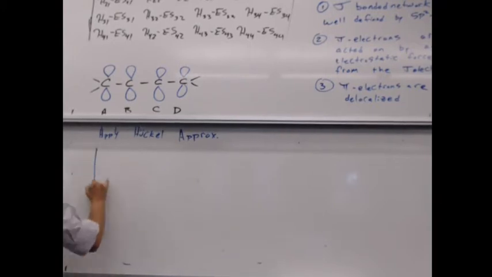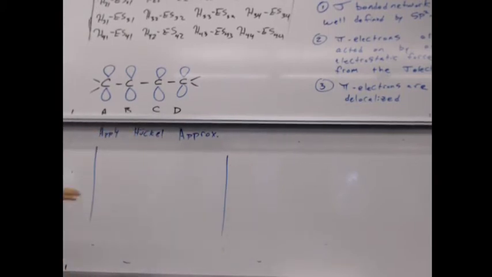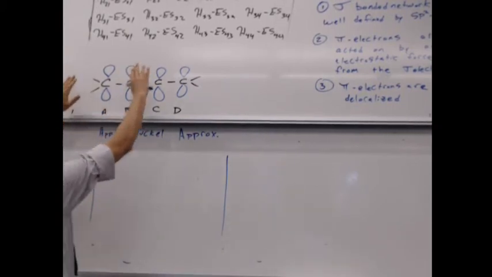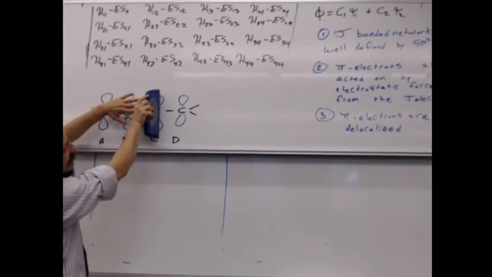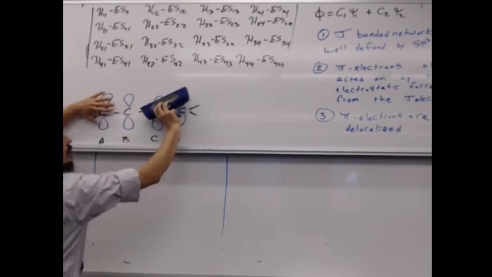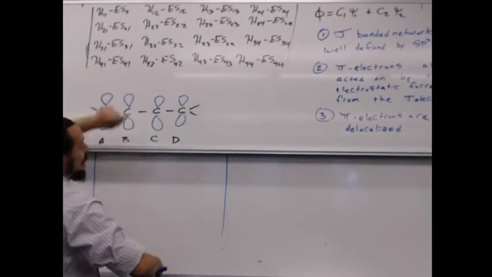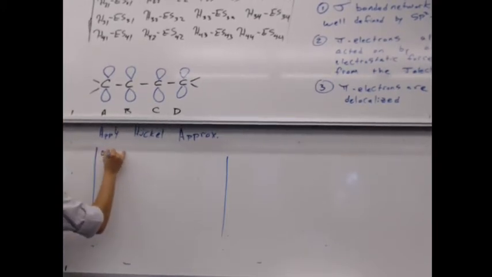First off, applying the Huckel approximation is going to give us the same thing along the diagonal. If I just looked at this one carbon, carbon D, that's going to look just like looking at carbon C, which is just like looking at carbon B, which would tell us all the diagonal elements are actually going to be the same. They're all going to be alpha minus E.